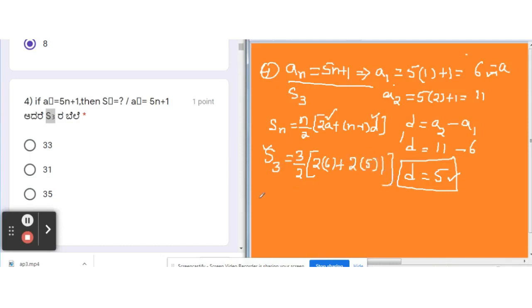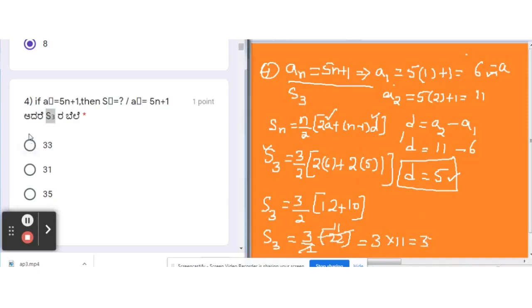Now we will do the simple calculations here, students. 3 by 2, 2 6s are 12 plus 2 5s are 10. We all know that 12 plus 10 is 22. So 2 ones are 2, 2 11s are 22. So 3 times 11, which is nothing but 33. Correct option for this question is 33.